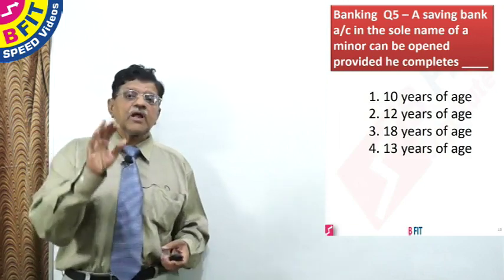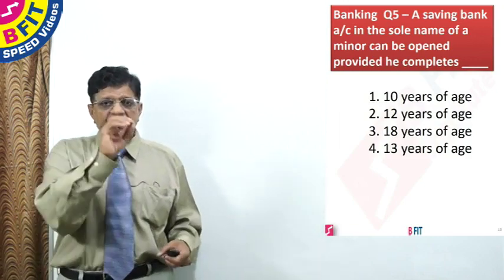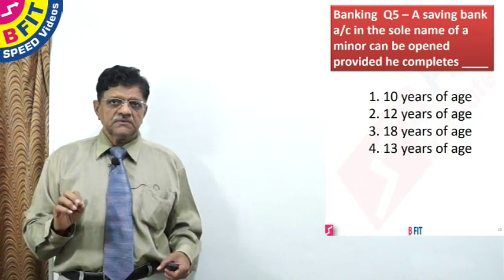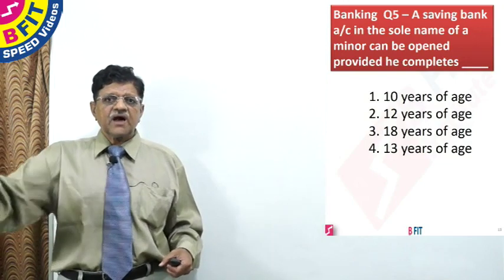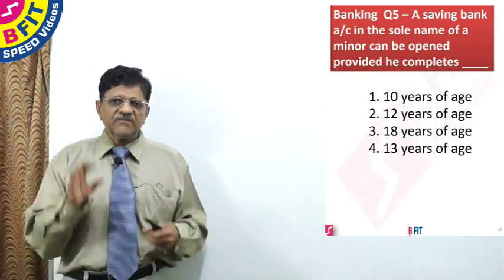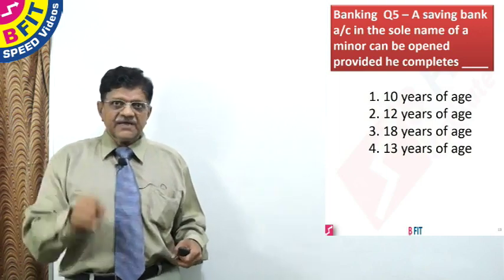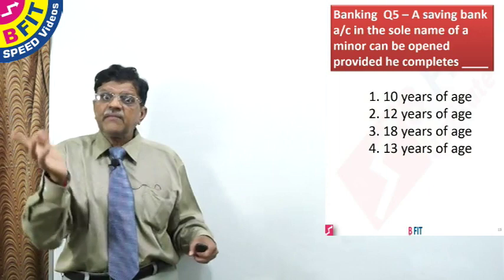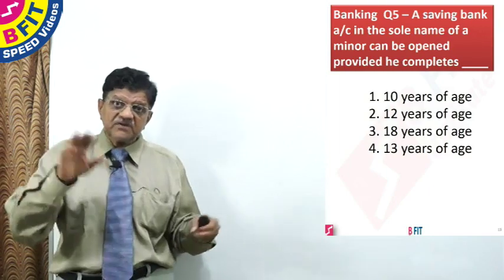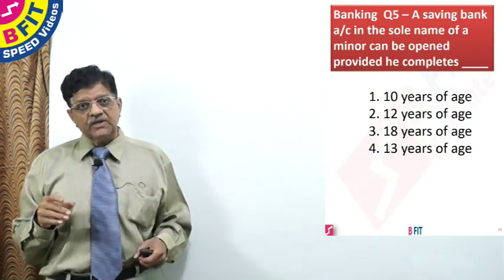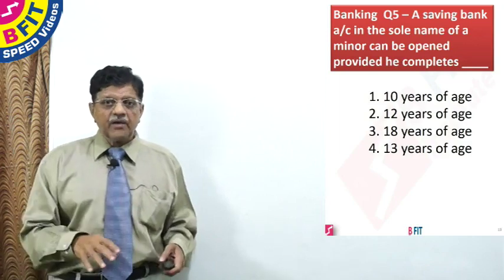So how do we open normally? We open the minor's account as minor Sudhakar, by father and guardian, so and so. Always the operation is done by father and guardian. But the question here is, at what age can you open a minor's account so that the minor himself can operate the account? Can it be opened in the minor's name and be operated by the minor?